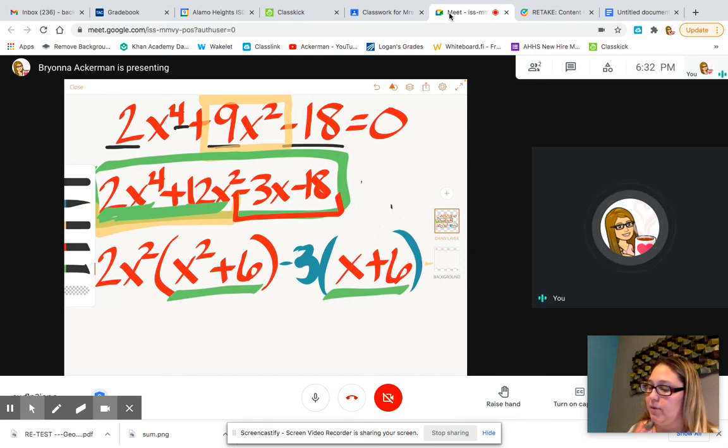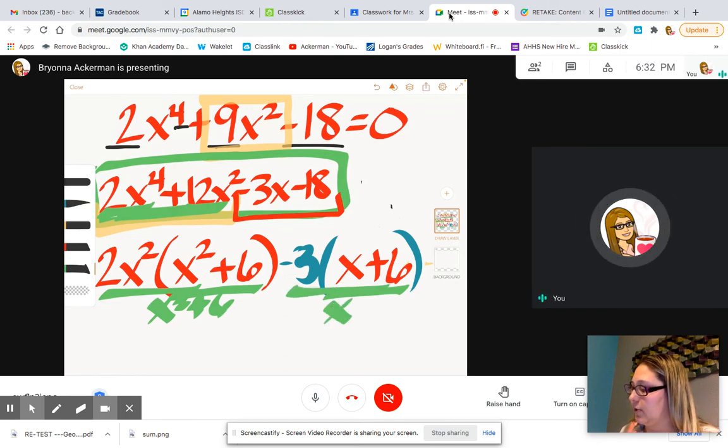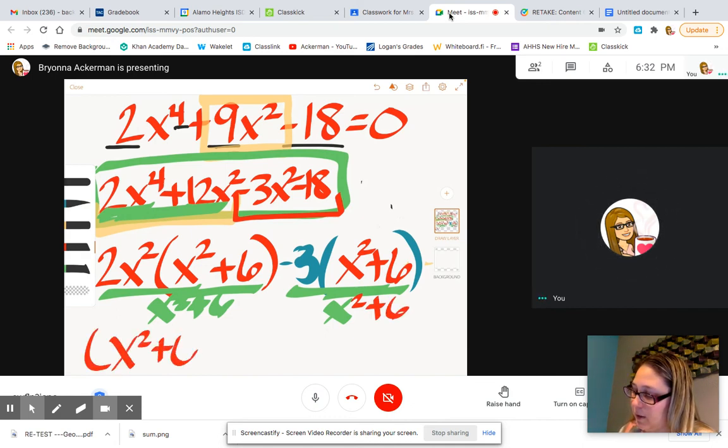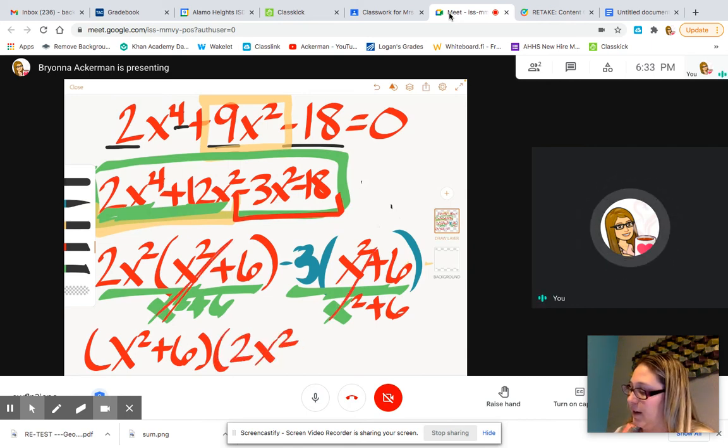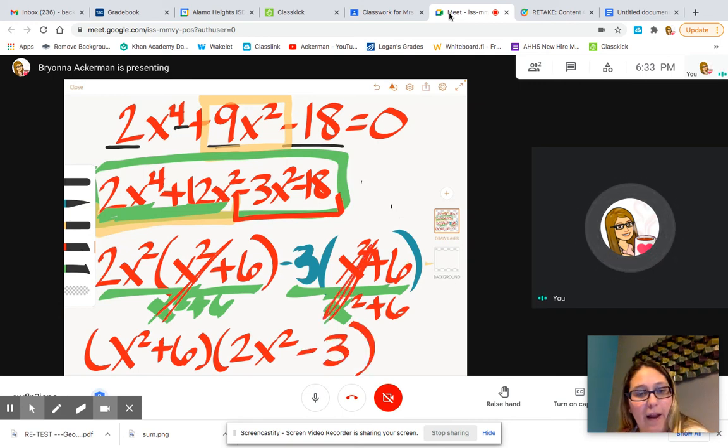And so what I can do now is I can take that and divide out the x squared plus 6, I'm sorry, right here. So I'm going to divide by an x squared plus 6. So that's going to come in the front. If I divide those out, I'm left with 2x squared here. If I divide it out here, I'm left with a minus 3. So I've now factored those.